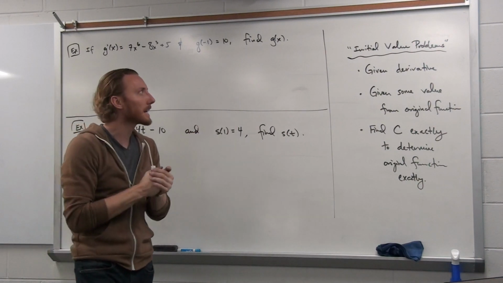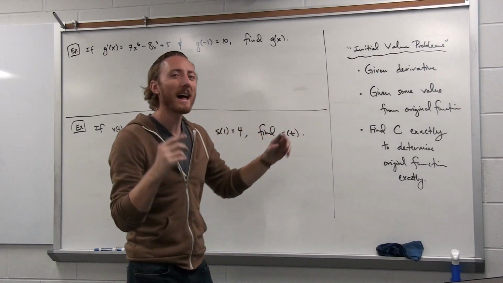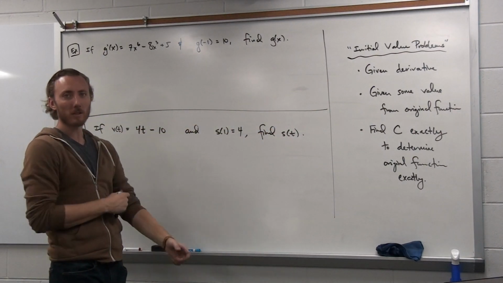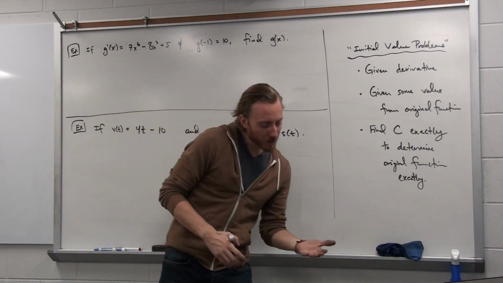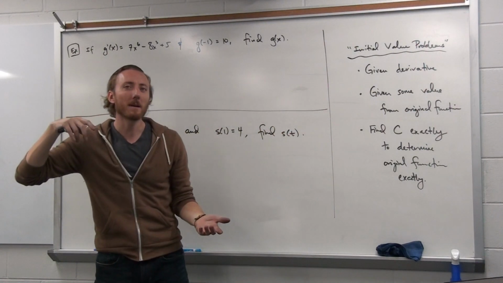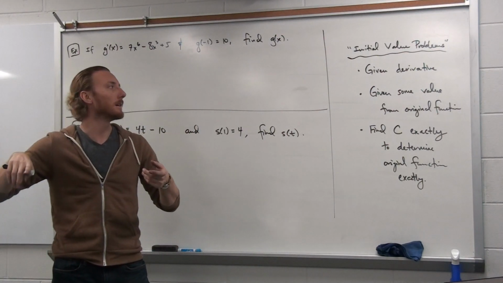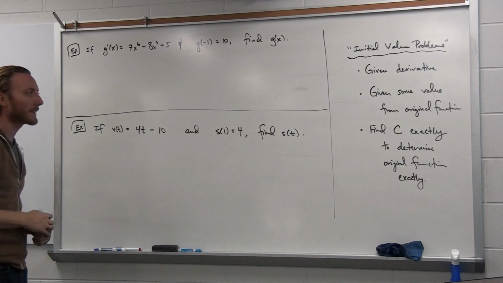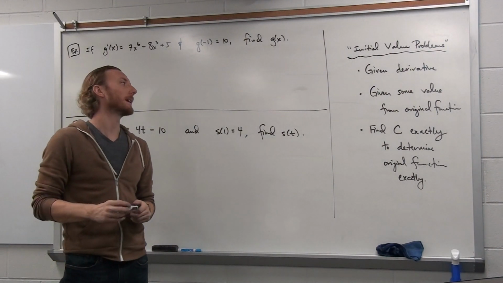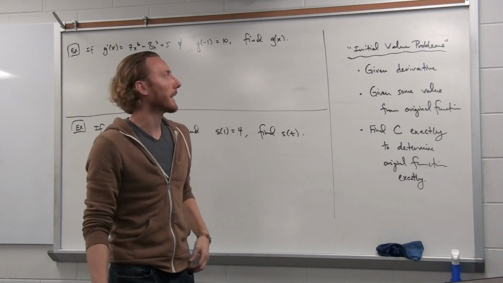Well, one of the aspects of these initial value problems is that you are going to be given some value from that original function. Because you see, if you not only know what the derivative is, but you know something about the original function, when you take the antiderivative and you get that c, the bit that you know about the original function is going to allow you to find c exactly, which is then going to allow you to know your original function exactly. And that's the problem at hand.